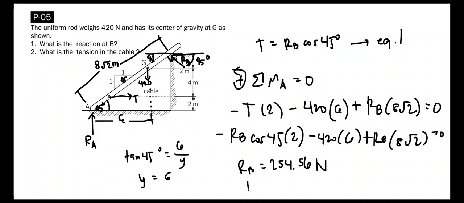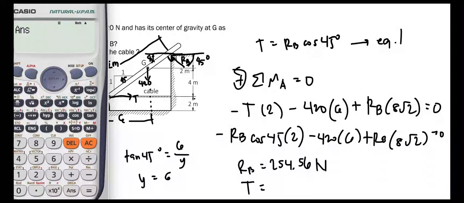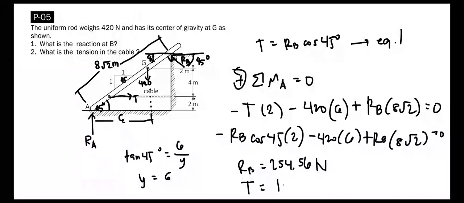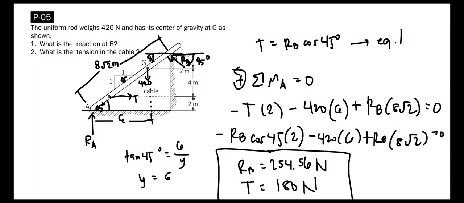And for the tensile force T, we make use of equation 1. So we have R sub B times cosine of 45 degrees. And the answer is 180 newtons. So we have the final answer for number 1 and number 2. The reaction at B is 254.56, and the tensile force in the cable is 180 newtons.